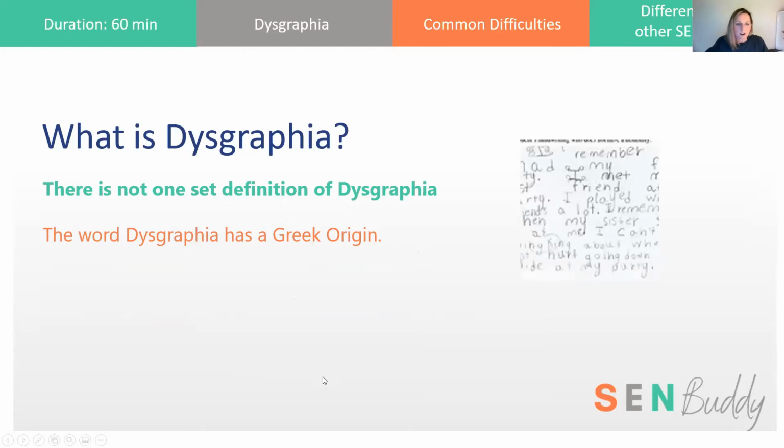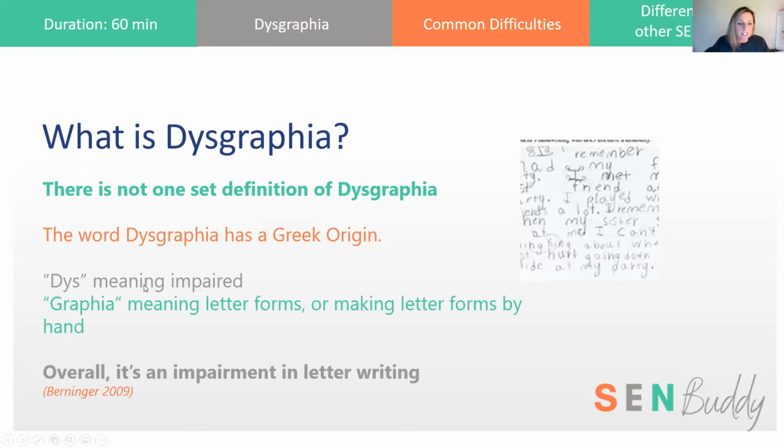Okay, so what is dysgraphia? There isn't one set definition of dysgraphia, but there's only really one sort of broad definition of dyslexia and dyscalculia. So that doesn't necessarily mean that it's a bad thing. The word dysgraphia has a Greek origin. So dys meaning impaired and graphia meaning letter forms or making letter forms by hand. So overall, dysgraphia is an impairment in writing, not just letter writing. It's actually an impairment in writing.